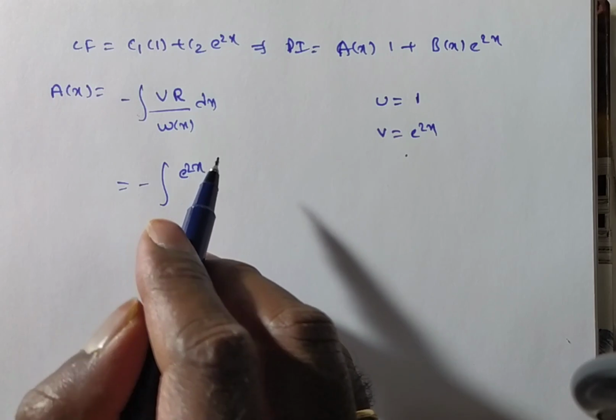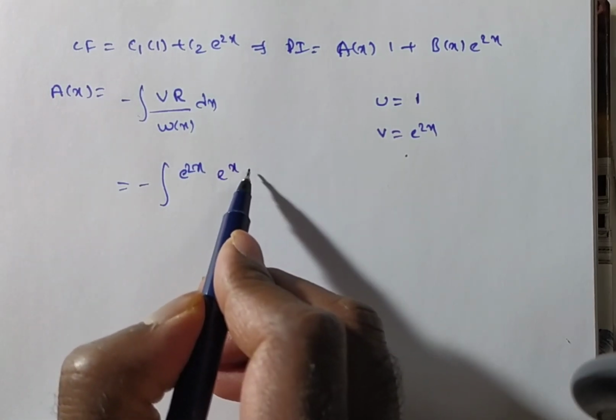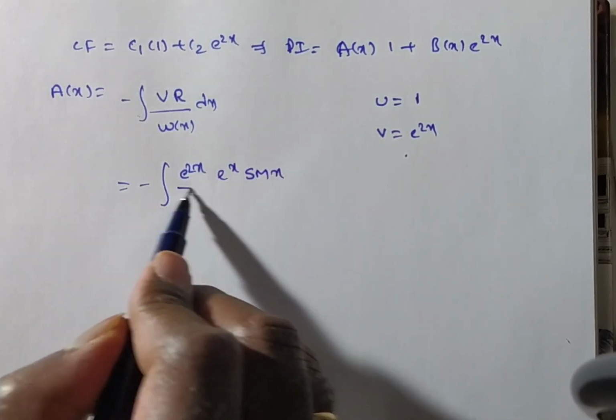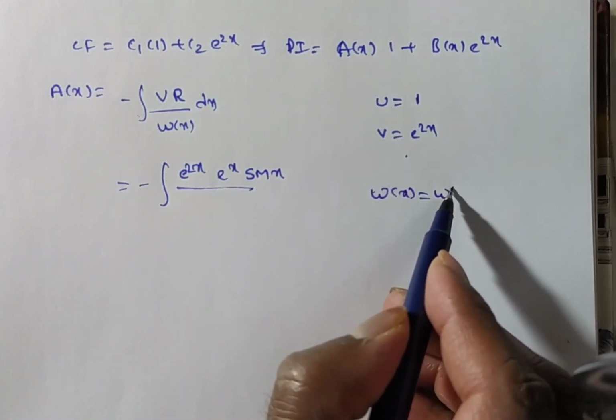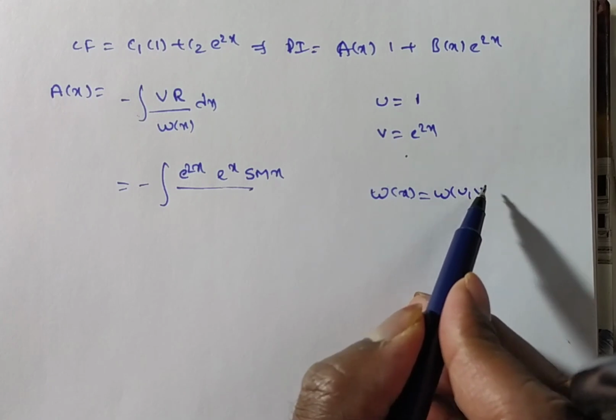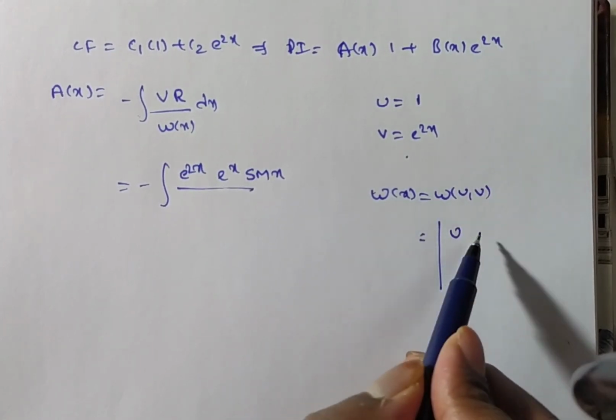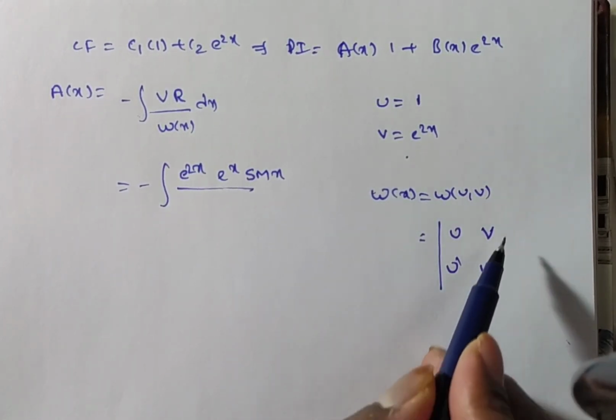What they are given in the given? E power x into sin x they are given. Now we need to find out Wronskian. What is the Wronskian? Wronskian is a function. Wronskian is the determinant of u comma v, that is we are denoting with u, v, u dash, v dash.